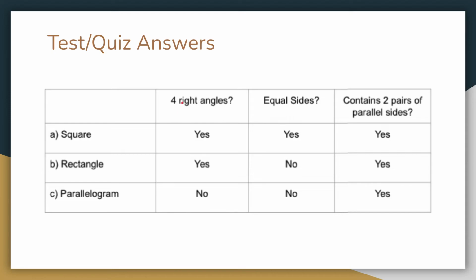Finally, let's go on to parallelograms. Do parallelograms have 4 right angles? Nope. Do parallelograms have equal sides? Nope. Do parallelograms contain 2 pairs of parallel sides? Yep. See if you got them all correct.